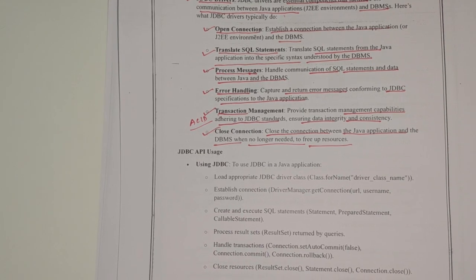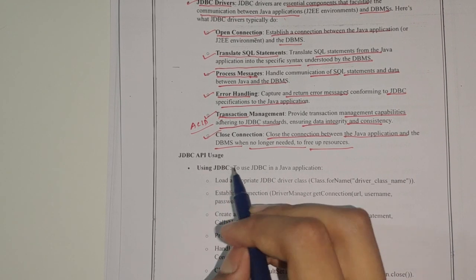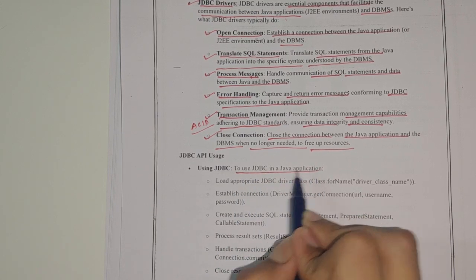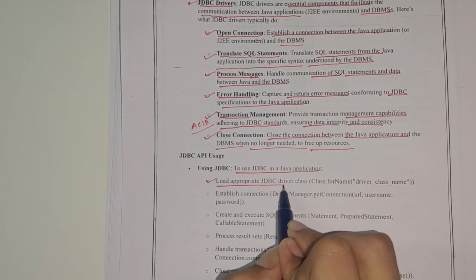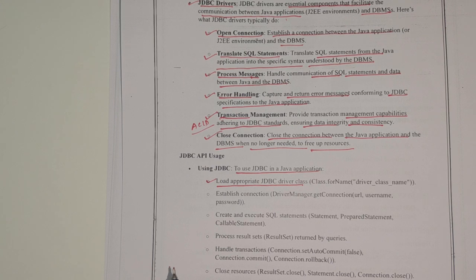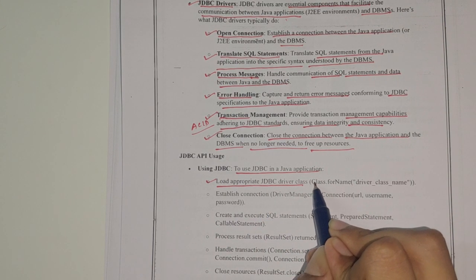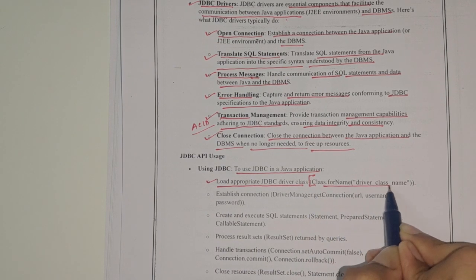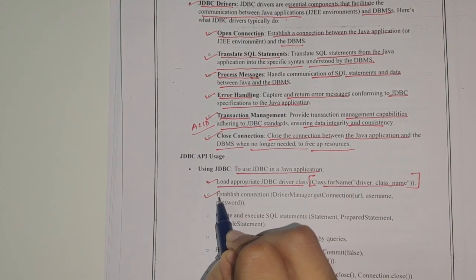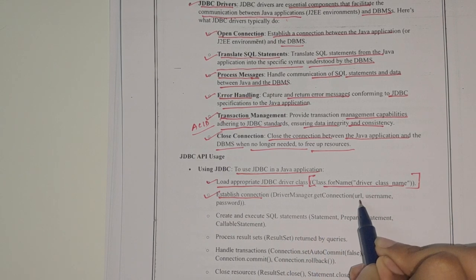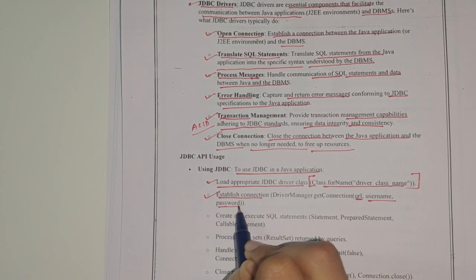Next is JDBC API usage. How can we use a particular API? First is to use JDBC in a Java application. First we have to load the appropriate JDBC driver. That is the first process. We have to load the proper JDBC driver class. For that, the syntax is Class.forName(driver class name). Next we have to establish a communication. For establishing a communication, we need a URL, we need a username, we need a password.